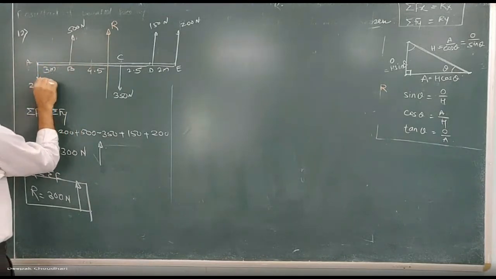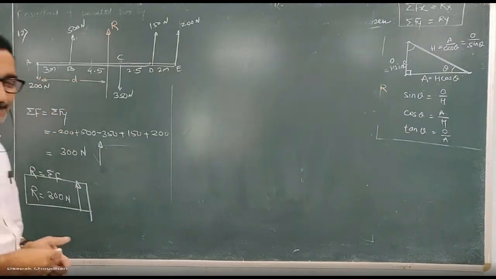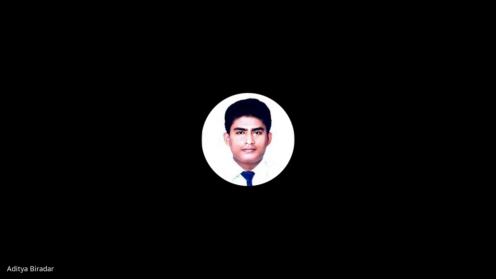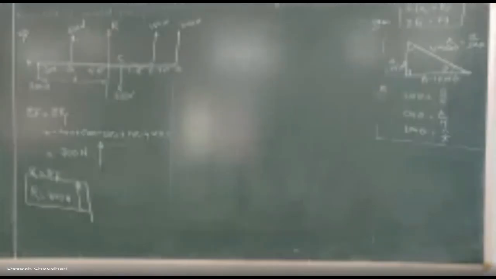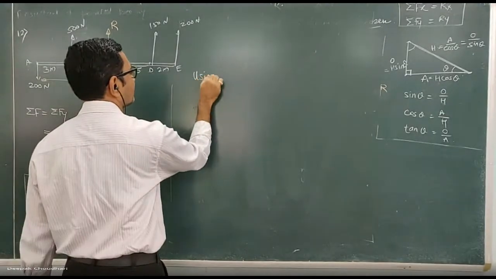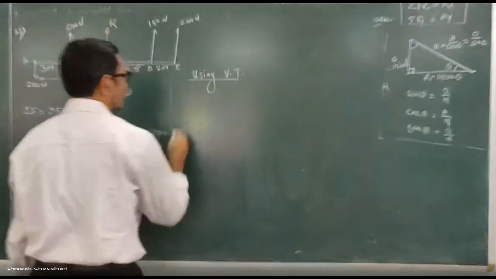Here, let this perpendicular distance from A be D. So to calculate this perpendicular distance, what do we have to use? Varignon's theorem. Correct. Clear? So using Varignon's theorem.